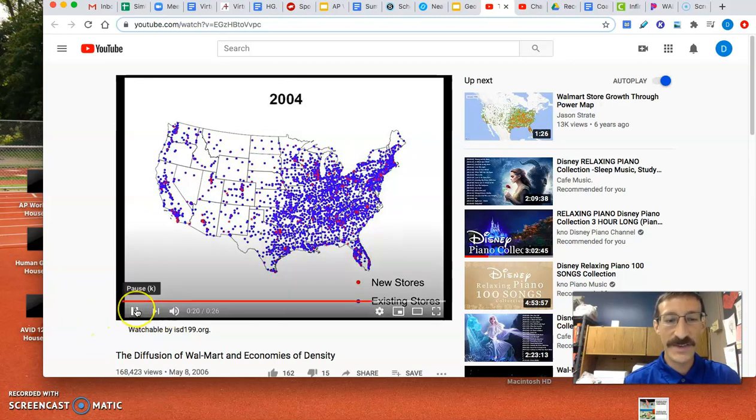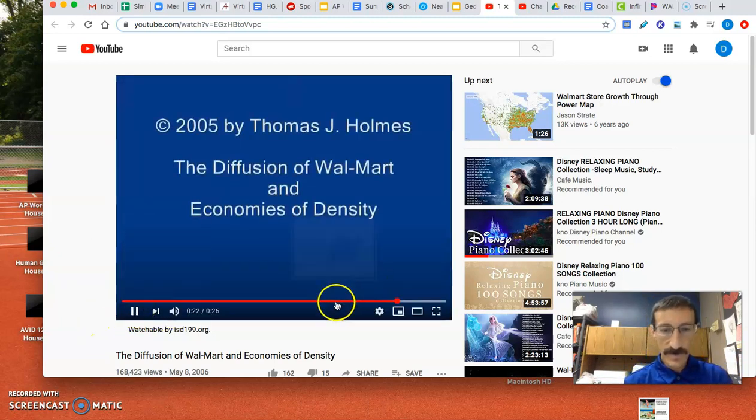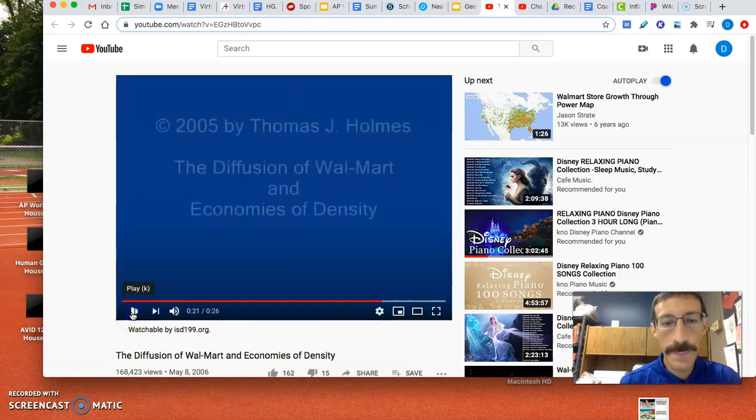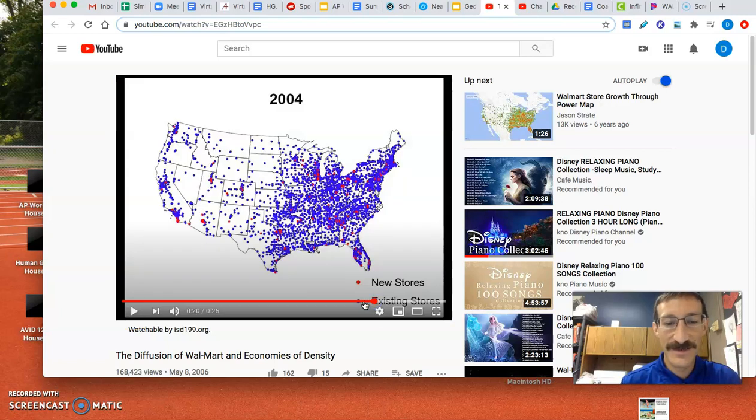We'll stop it here in 2005, but, dang it, missed it by a second. There we go. So in 2004, it becomes more dispersed, but it's still heavily clustered in the South where it originated within Arkansas. But it's still, again, an example of the reverse, where it starts off as kind of a small mom and pop store and then expands over time.